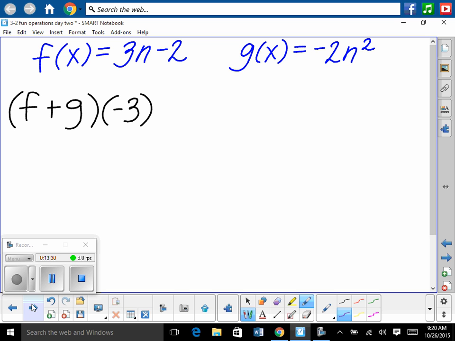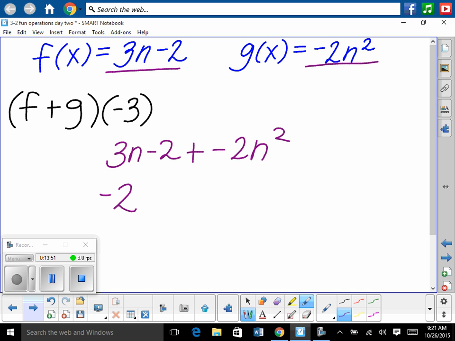Okay, everybody? So f plus g would be adding up f of x and g of x, right? So let's add those up. So f of x is 3n minus 2 plus g of x, which is negative 2n squared. From there, we're going to combine like terms. That's f of x plus g of x. Is there any like terms here? No. So then I'll put it in standard form. Negative 2n squared plus 3n minus 2.